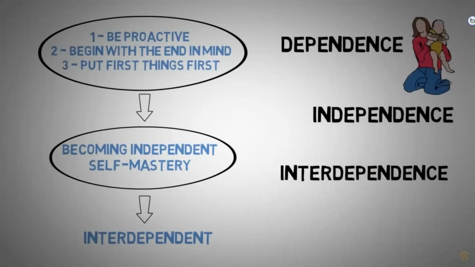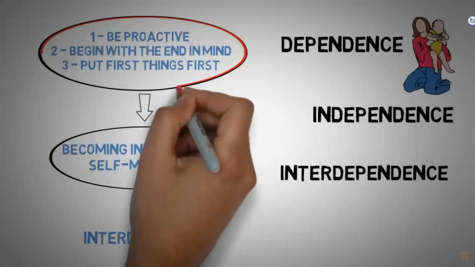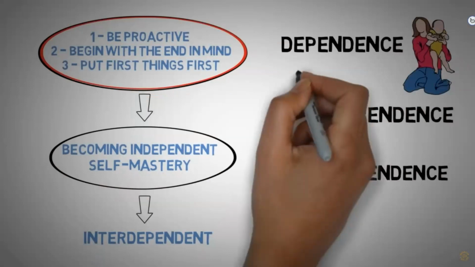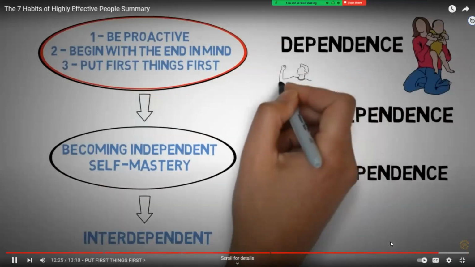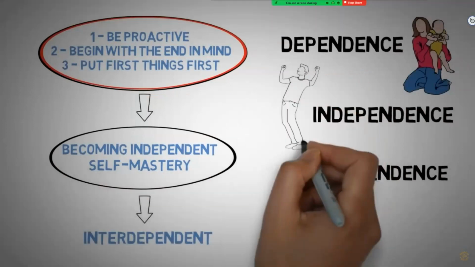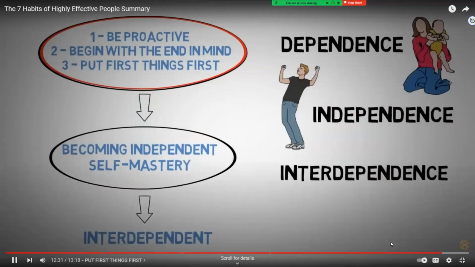To move from dependence to independence, you have to nail those first 3 habits. Be proactive, begin with the end in mind, and put first things first. This is the attitude of I. Most people think independence is where it's at, right? They think this is the highest level, but in fact, interdependence is the highest level.